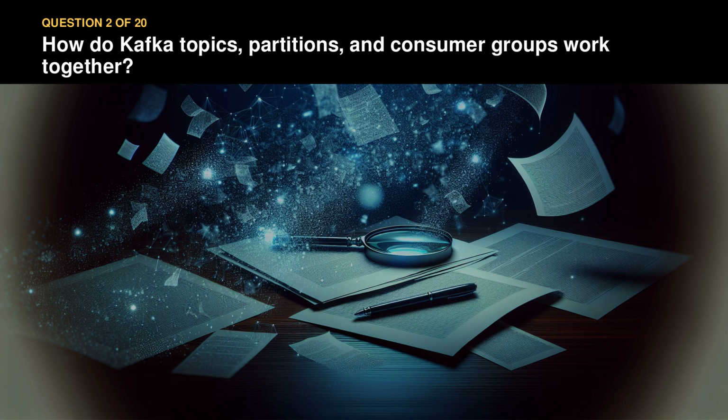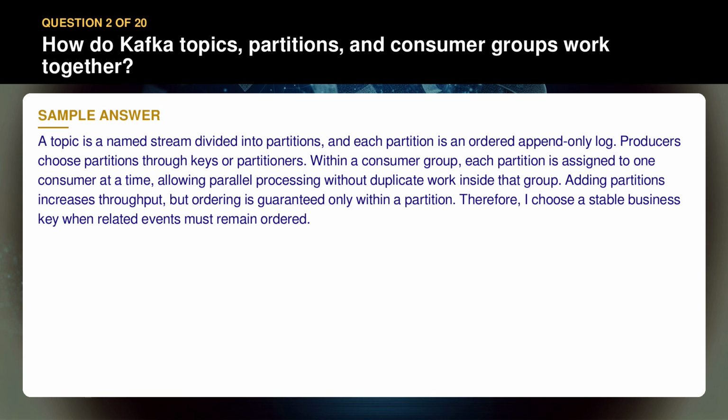Question 2. How do Kafka topics, partitions, and consumer groups work together? A topic is a named stream divided into partitions, and each partition is an ordered append-only log. Producers choose partitions through keys or partitioners. Within a consumer group, each partition is assigned to one consumer at a time, allowing parallel processing without duplicate work inside that group. Adding partitions increases throughput, but ordering is guaranteed only within a partition.